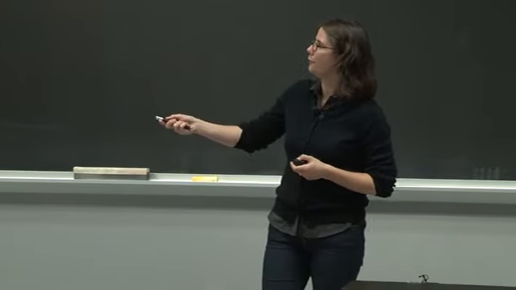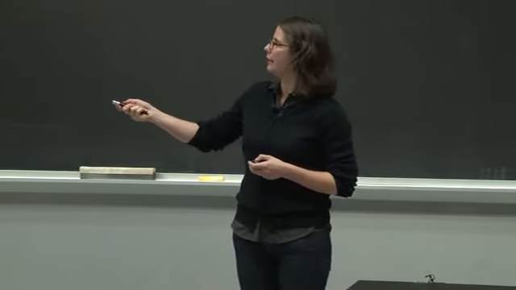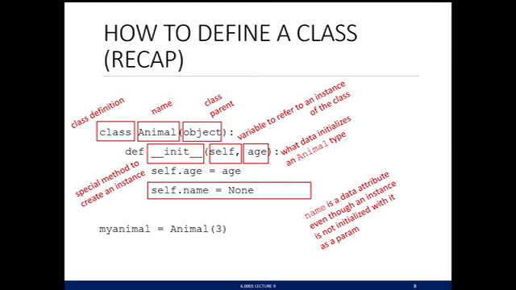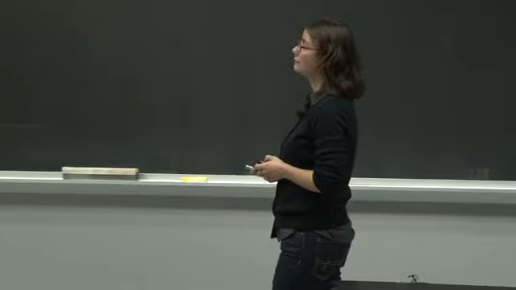Later on in the code, when I want to create an animal object, I say the class name, and then I pass it in whatever parameters it takes, in this case the age, and I'm assigning it to this instance here. Okay?